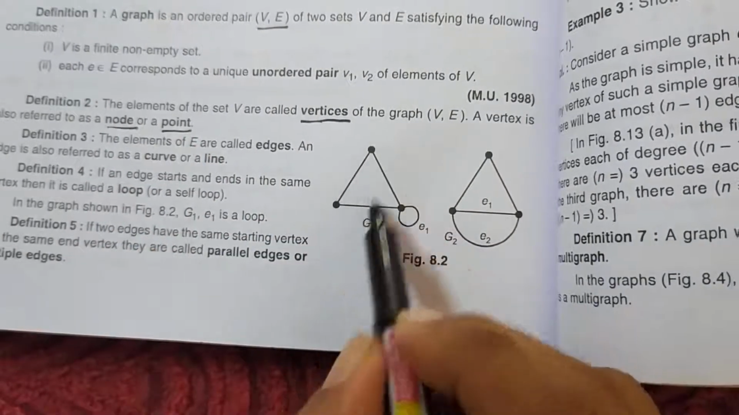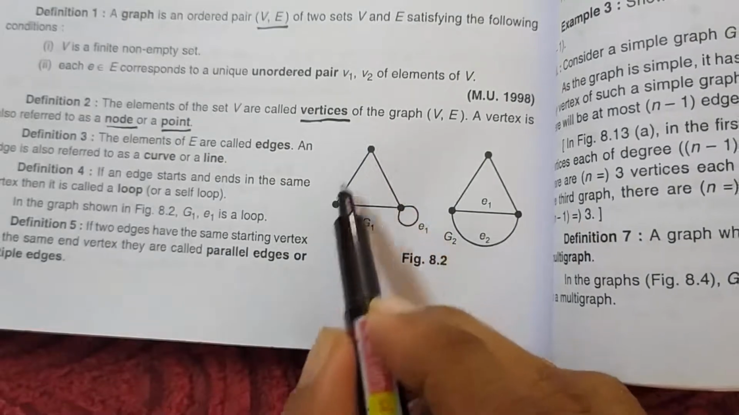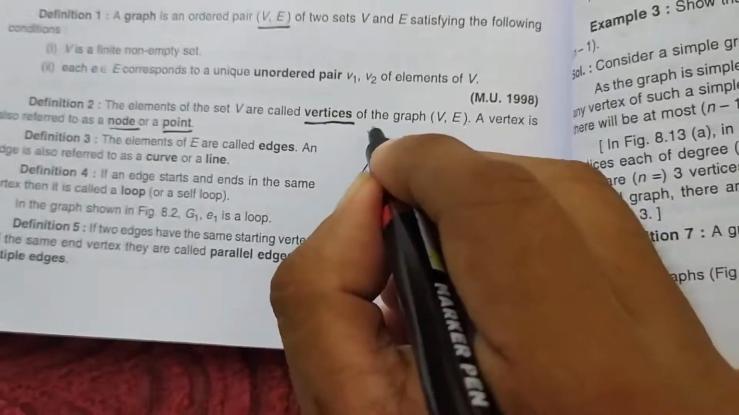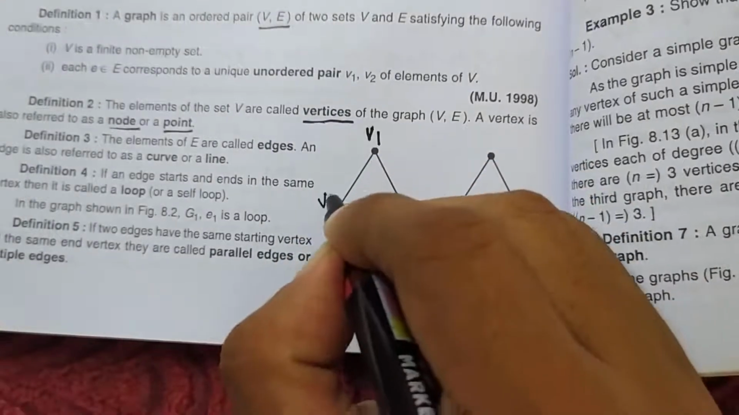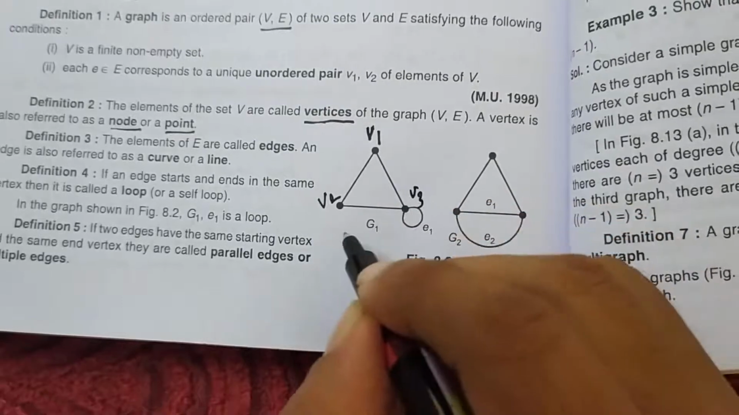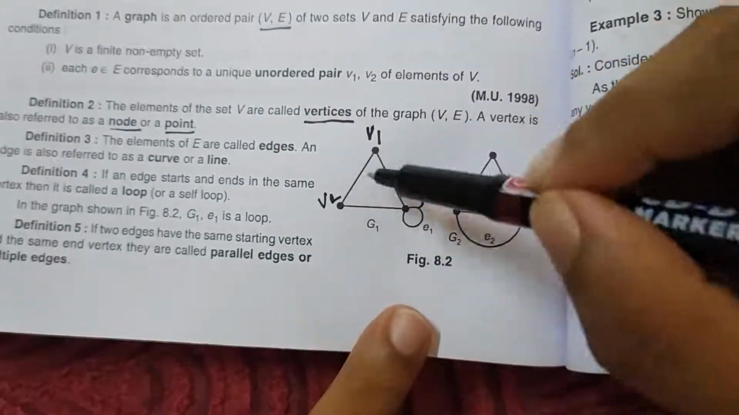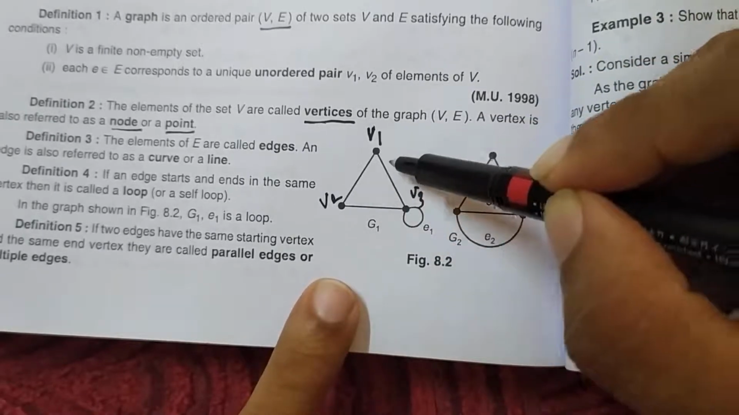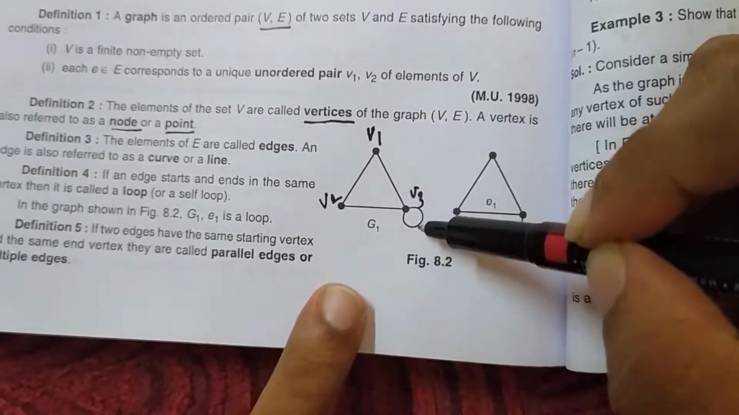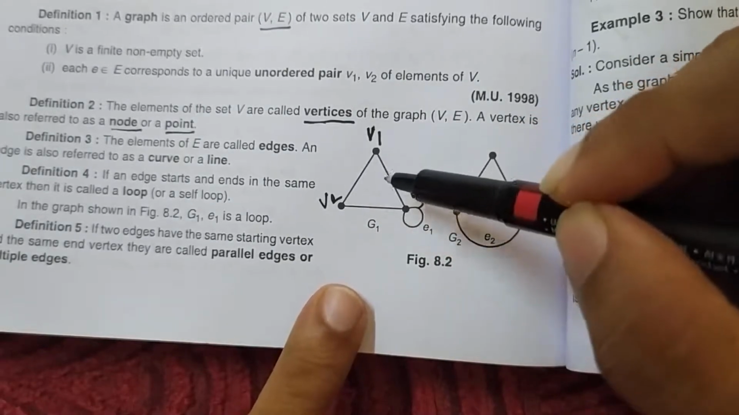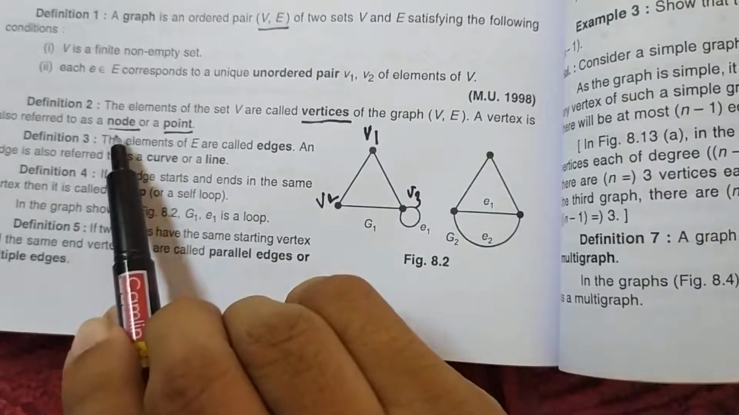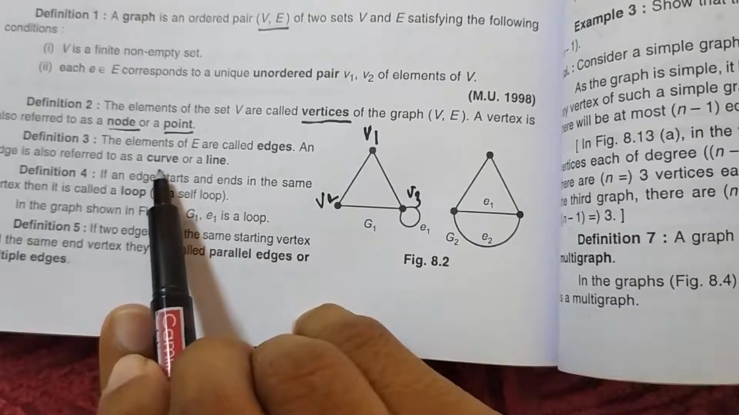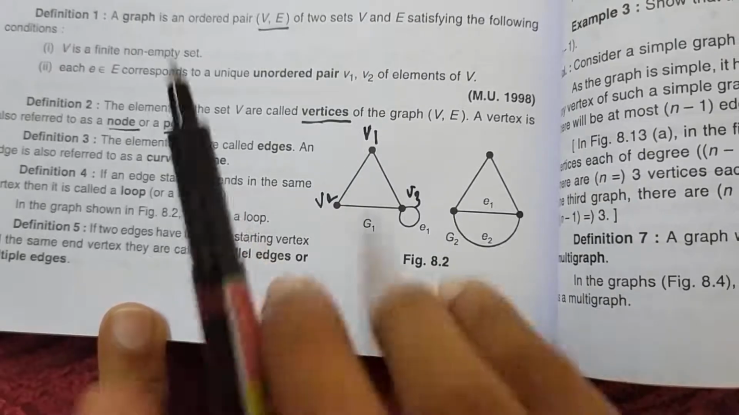How many vertices are there in this graph? 3 vertices. First one, second, third. You may give names for your convenience. Let us name this V1, this V2 and this V3. So 3 vertices are there in this graph. And how many edges are there? This is the first edge, second, third, and this loop is also one edge. So a total of 4 edges are there. Vertices are also called nodes or points, and edges are sometimes called curves or lines. You have to remember these terms.